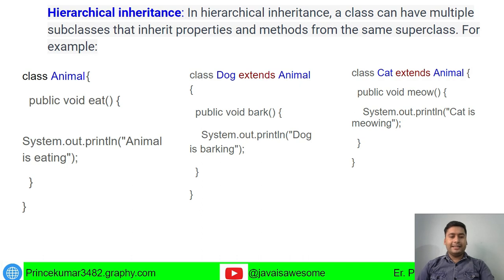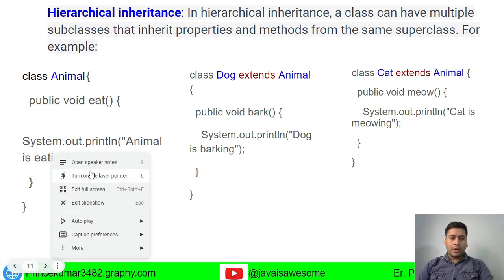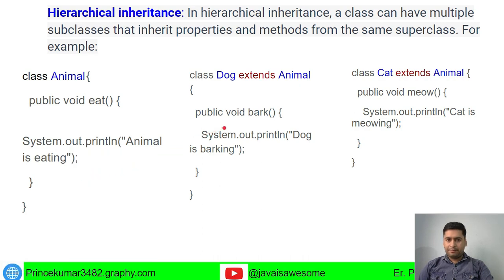So what is hierarchical inheritance? Basically, hierarchical means whatever classes we have, maybe one class or two classes, those classes we can extend in one particular class, and that is called hierarchical inheritance. In hierarchical inheritance, a class can have multiple subclasses that inherit properties and methods from the same superclass.